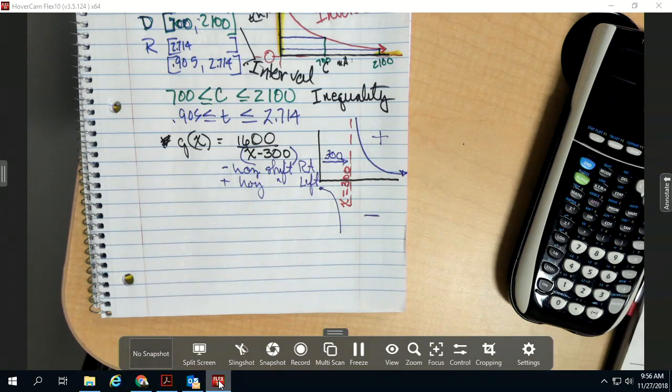When we come back from our break, we will start with number 4, because now we've got a different situation that we're going to be talking about.